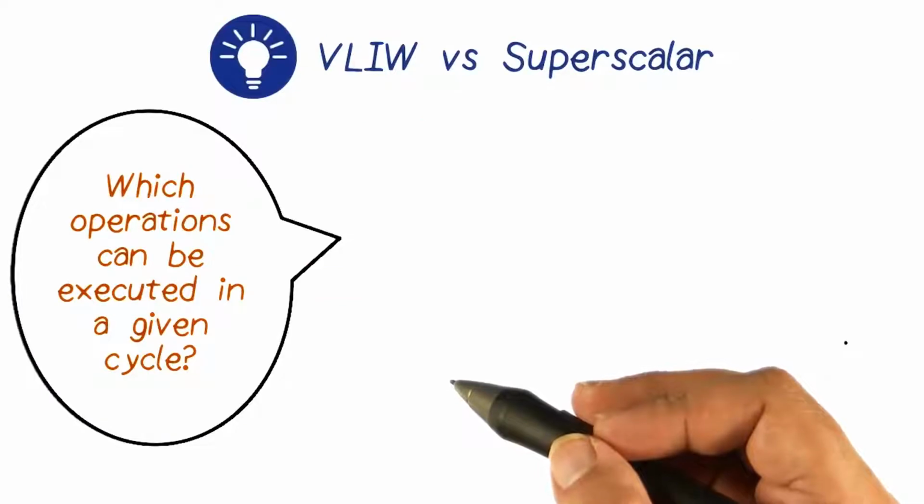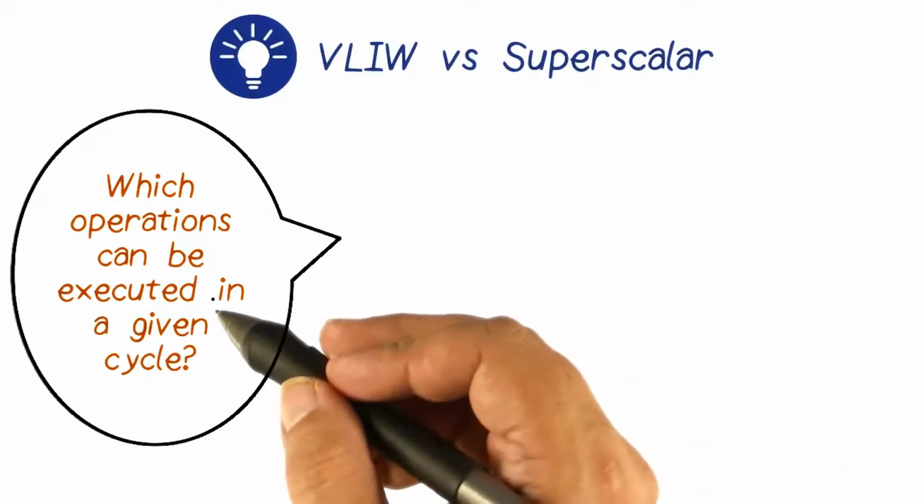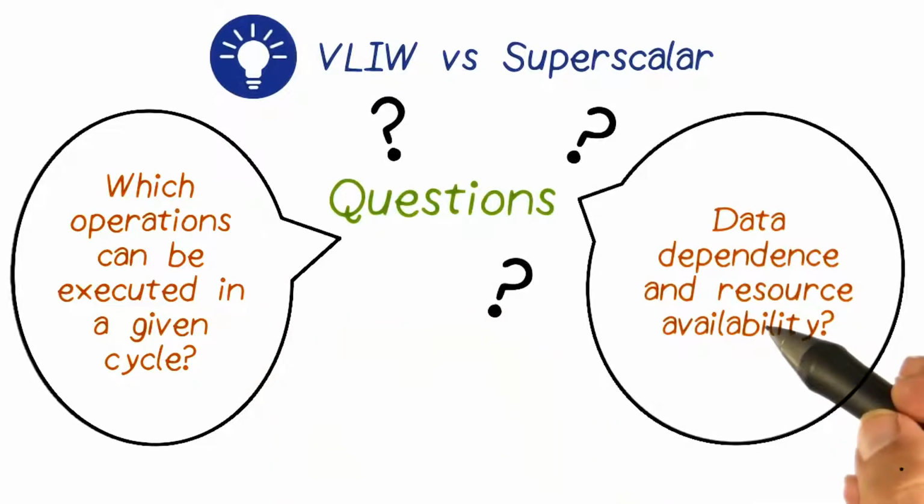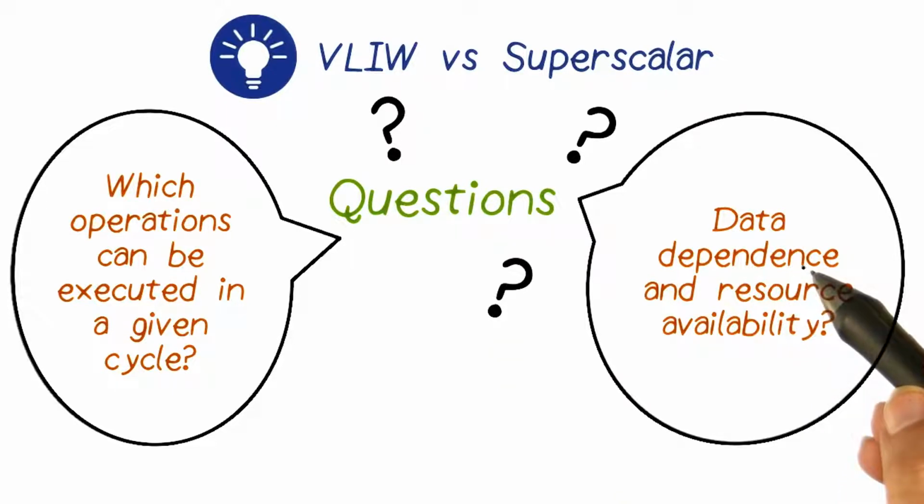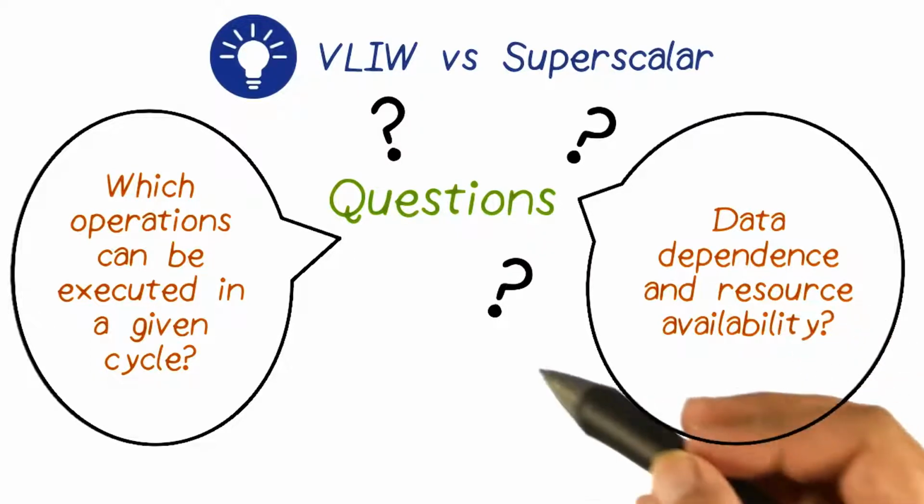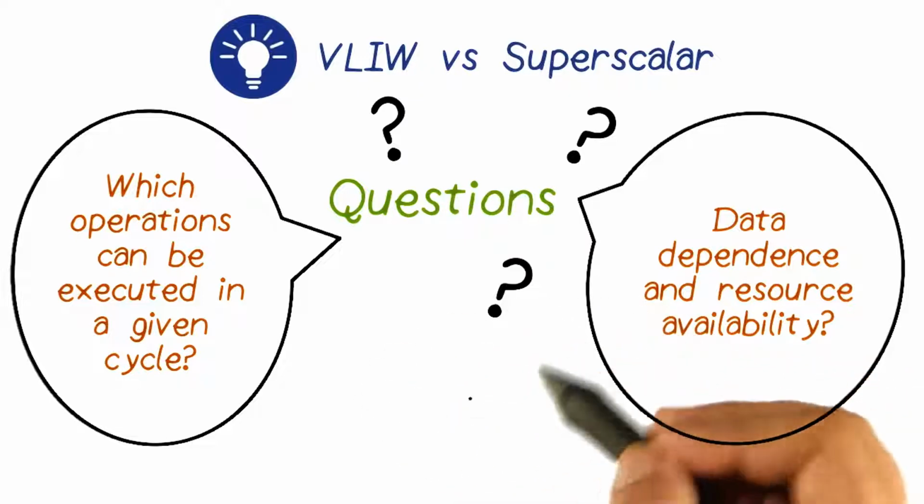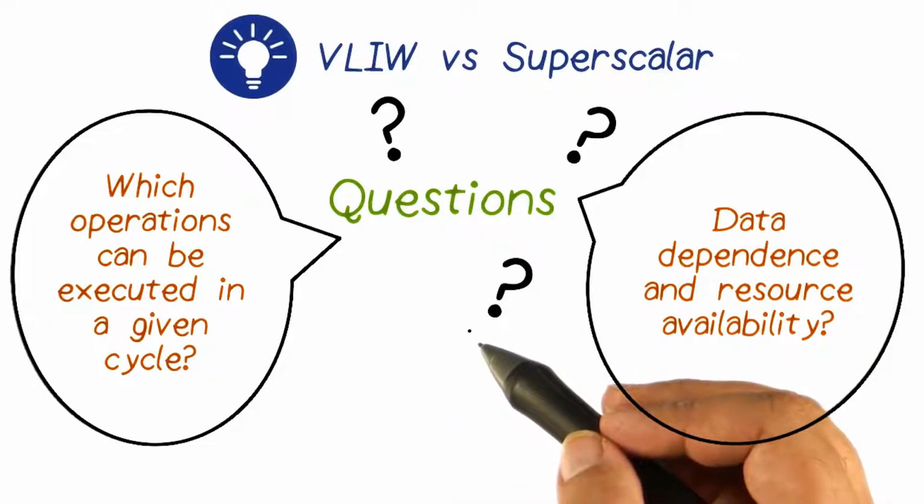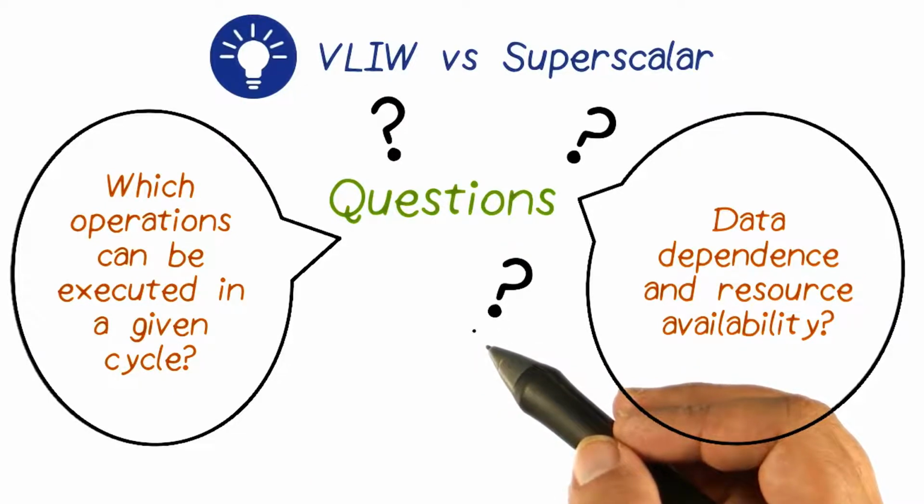Let's now compare VLIW versus superscalar architectures, and we can compare them along multiple dimensions. The first question that we can answer here is which operations can be executed in a given cycle. Now let's look at the next question that needs to be answered before we make a choice between VLIW versus superscalar. One of the things that decides that is the issue of data dependence, and second is the issue of resource availability. Now these are not the only 2 questions, there are multiple other questions, especially concerning the power consumption and so on, but these 2 are the biggest guiding principles that decide the choice of VLIW versus superscalar.